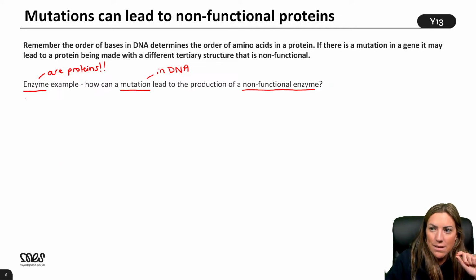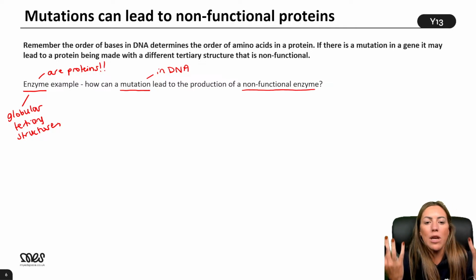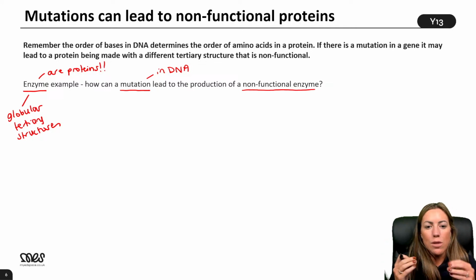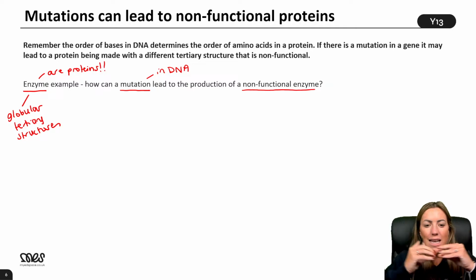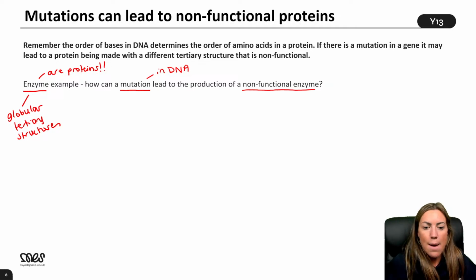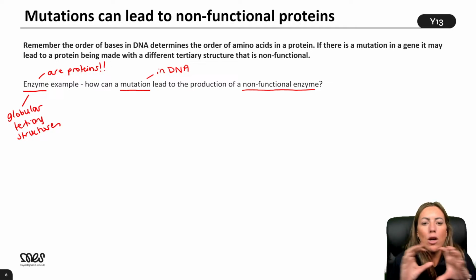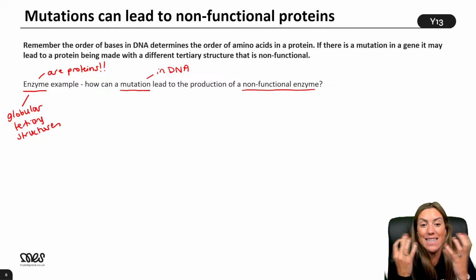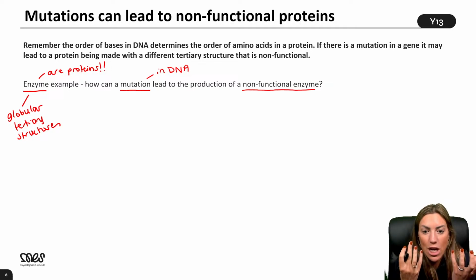Now, enzymes have what we call globular tertiary structures. Have you heard that before? They tend to be more globular, more rounded, yeah? Some proteins are more fibrous, things like collagen or keratin. They tend to be like long and thin. They have a long, thin tertiary structure. But enzymes and things like hormones have a globular, like a more spherical tertiary structure. But it's basically the complex folding of that protein to give it its overall 3D shape.